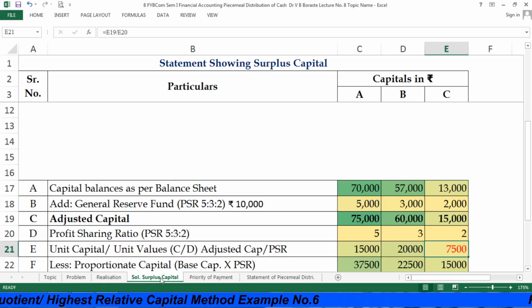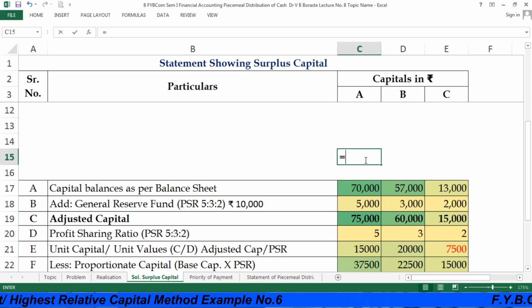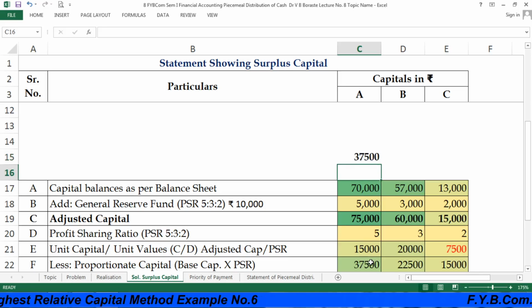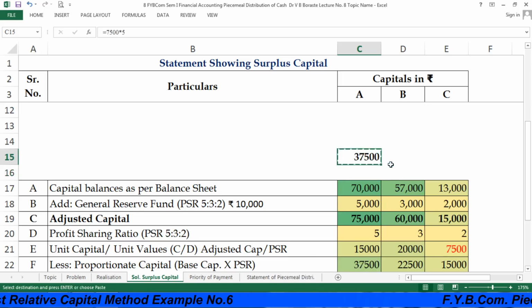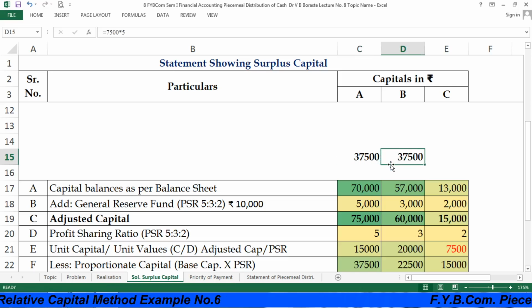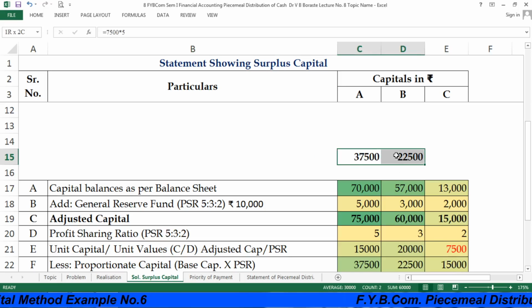The equation of proportionate capital is base capital into profit sharing ratio. So 7,500 into 5, answer is 37,500. You can calculate here 7,500 into 5. That means the proportionate capital of Mr. A is 37,500 and the proportionate capital of Mr. B is 7,500 into 3, the answer is 22,500. And 7,500 into 2 equals 15,000. So the answer is very easy.